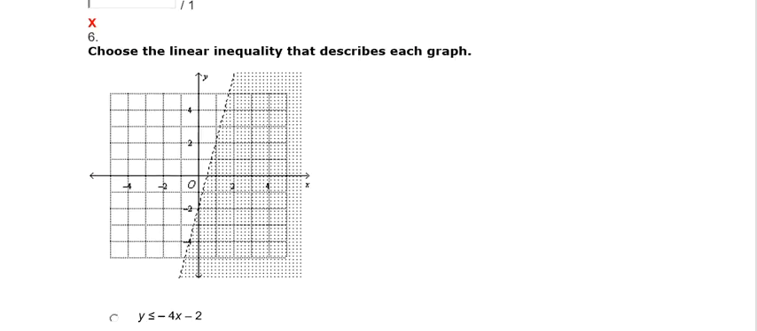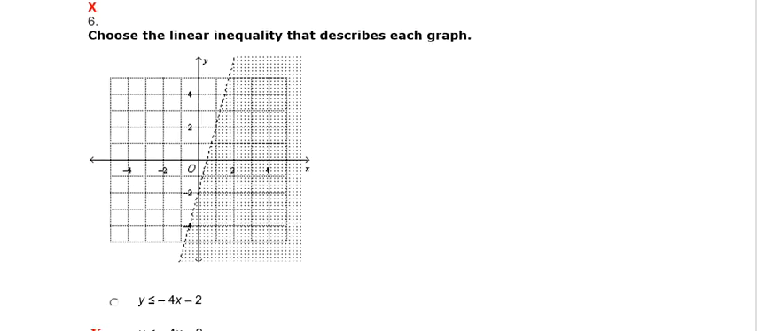Choose the linear inequality that describes the graph. So you need lots of things here. We need an inequality symbol. You need a number in front of the x for slope, and you need a y-intercept. So I'm going to write, you need an inequality pointing the right direction. We need slope, and we need y-intercept.